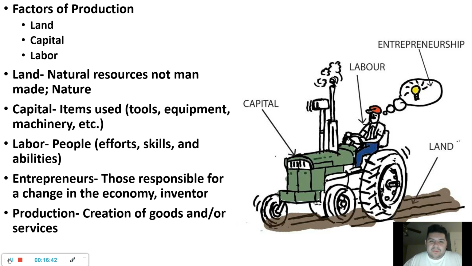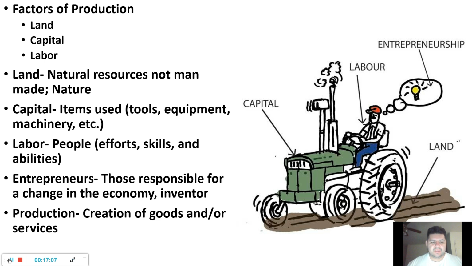Another thing you need is capital. Now, capital is basically tools and equipment and any type of machinery that is used to create your product. Even to sell it, stuff like a telephone could be considered capital, because you got to sell the stuff, you use it.